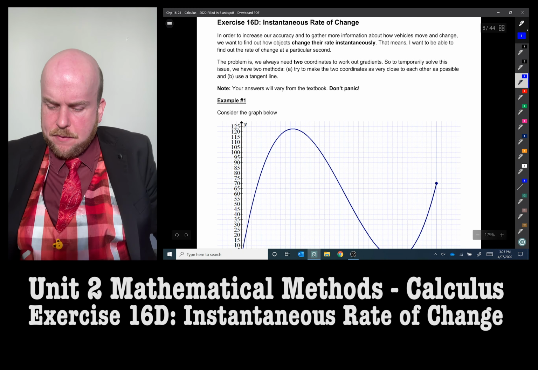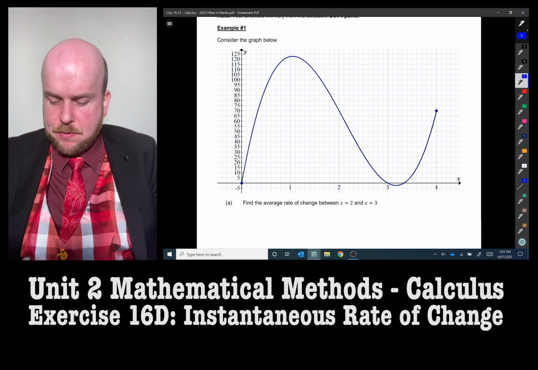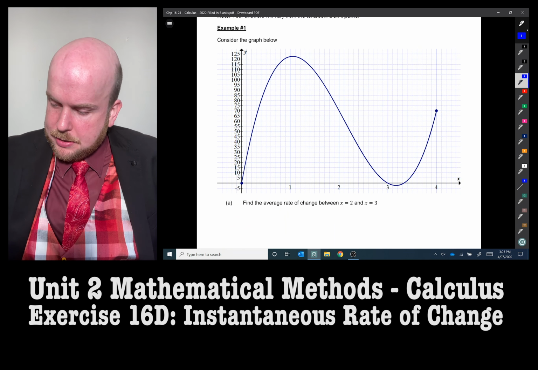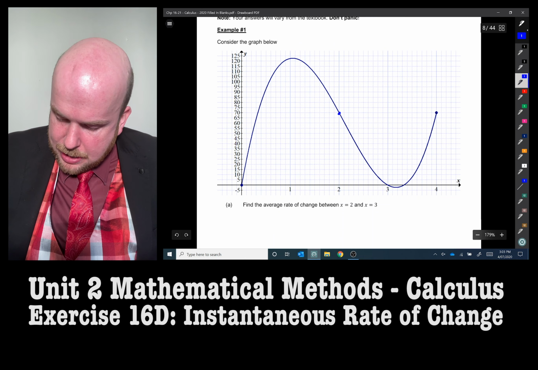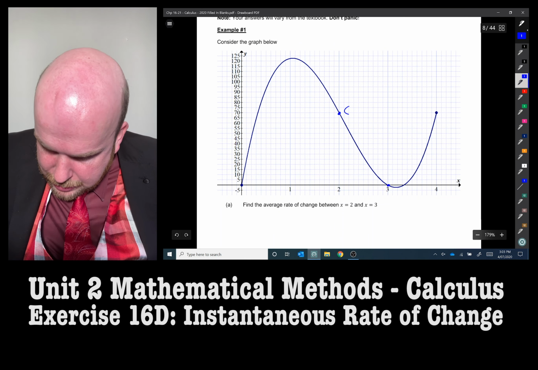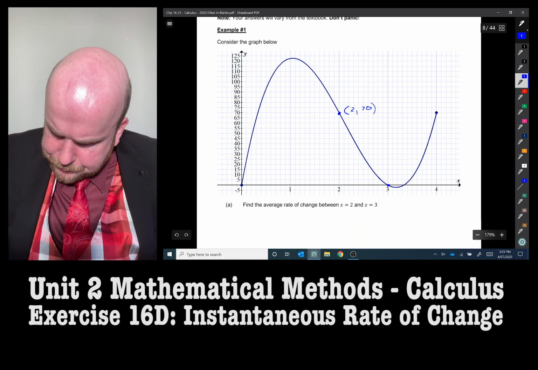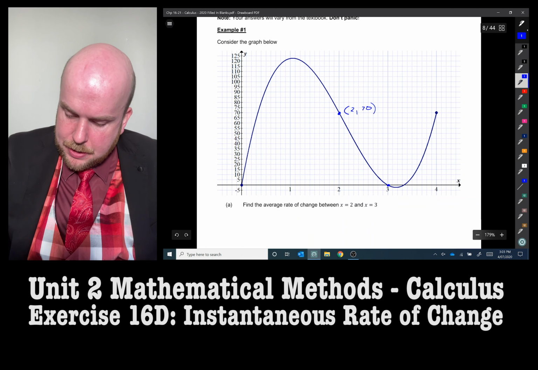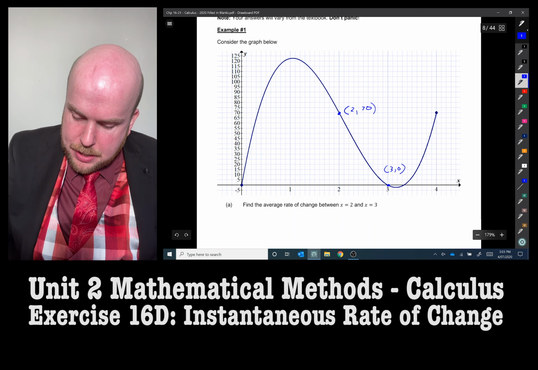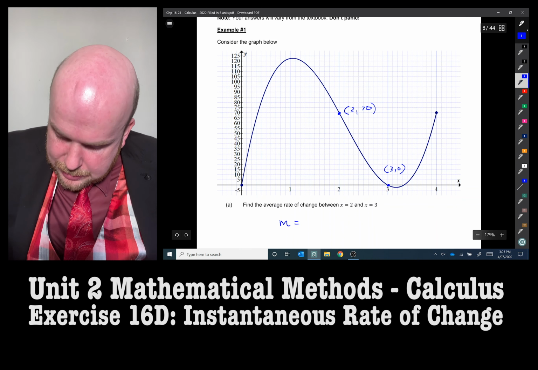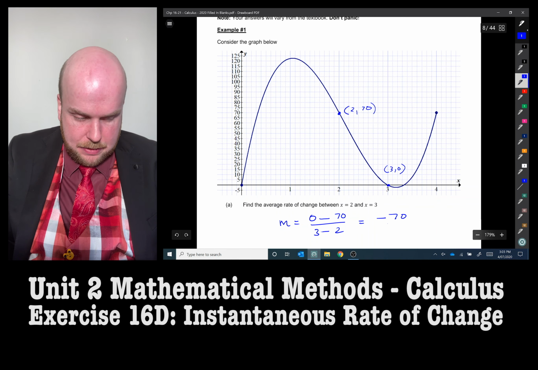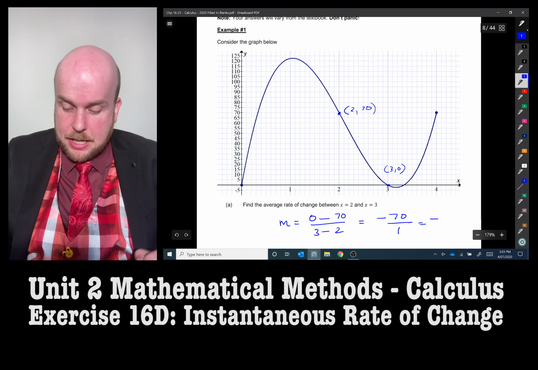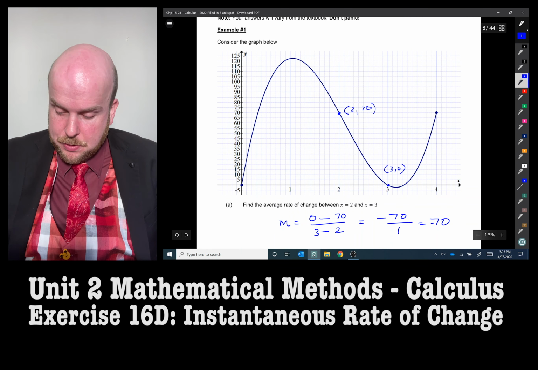We've got this graph here, and first of all, we want to find the average rate of change between x equals 2 and x equals 3. So we can do that. X equals 2 is about here at this point, and 3 is at this point. So we've got 2 and 70, and we've got 3 and 0. So the average rate of change will be 0 take away 70 over 3 take away 2. So it's negative 70 over 1. So that's negative 70. That is our average rate of change at this point.